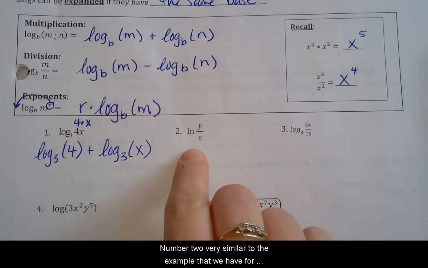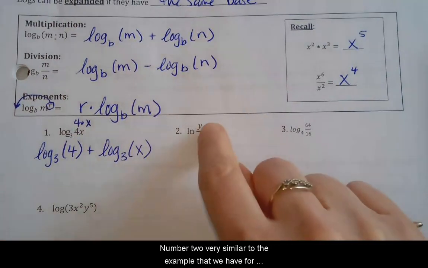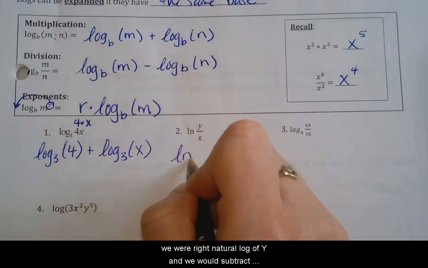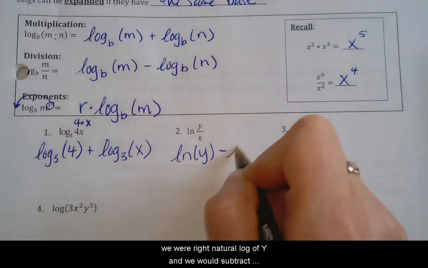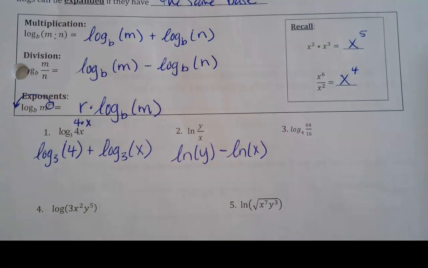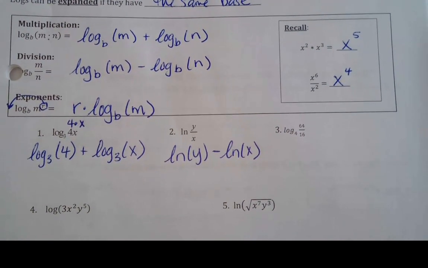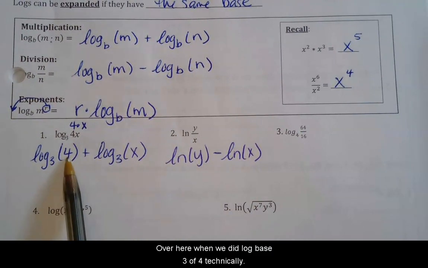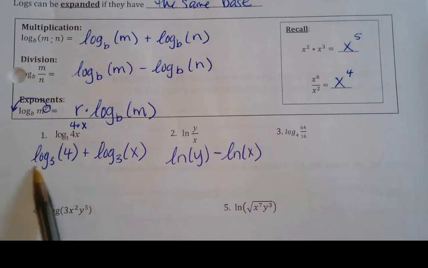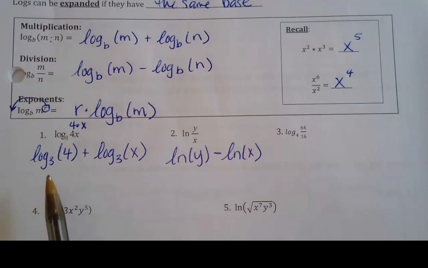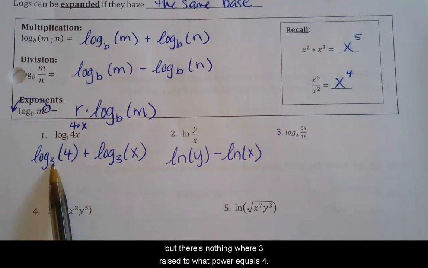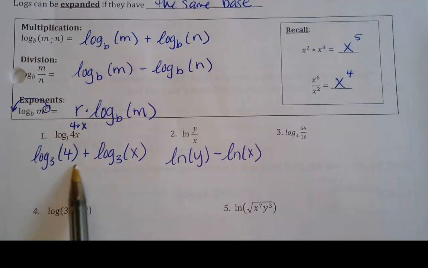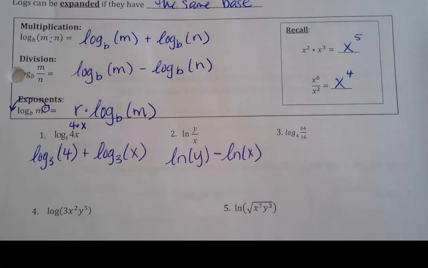Number 2, very similar to the example that we have for division, we have y divided by x. ln just stands for natural log, so we would write natural log of y, and we would subtract natural log of x from it, because division is subtraction. Now these were variables, and so is this one. Over here, when we did log base 3 of 4, technically that is a value I could get in my calculator, but there's no nice power that 3 raised to equals 4. This is the most accurate way to represent that value. That's why we left it alone.